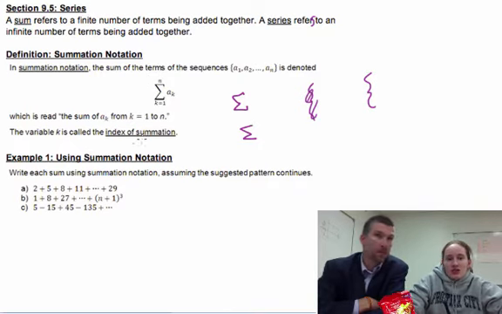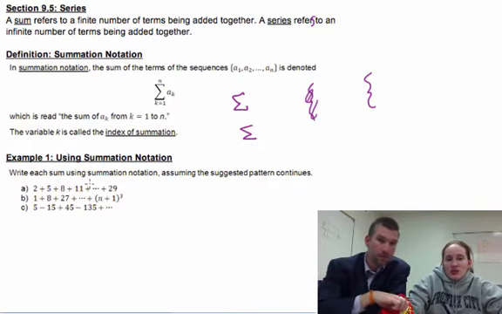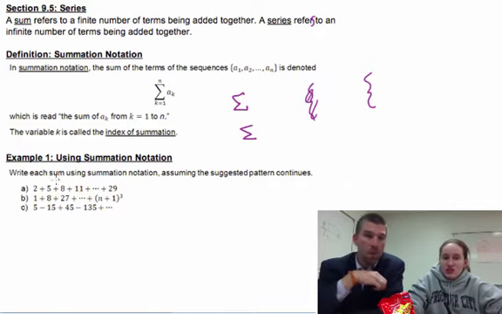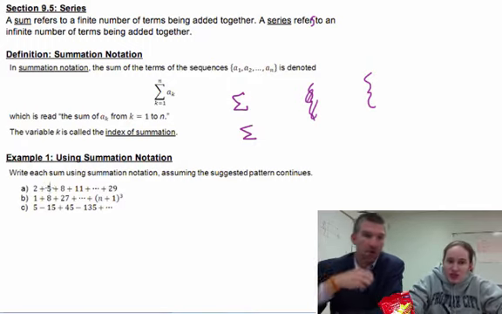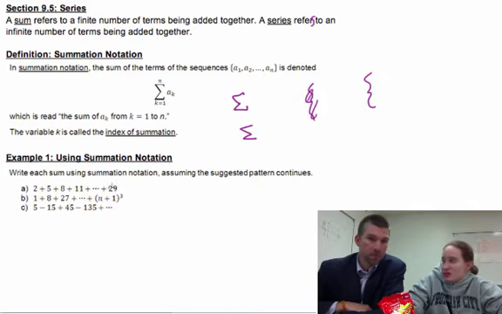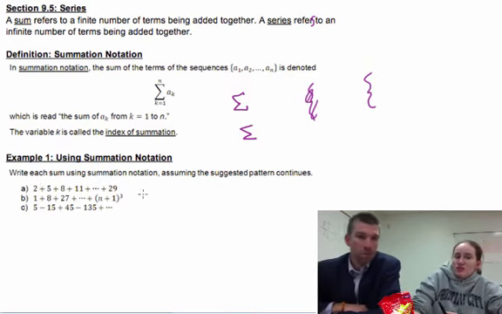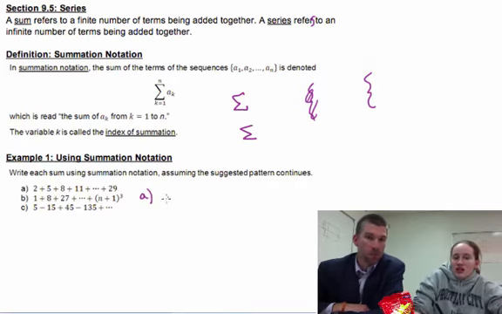We're going to practice in example 1 using summation notation. We have here 2 plus 5 plus 8 plus 11, all the way up to 29. This is stopping at 29, so we are going to have a number on top. Our first term is 2, and then we're adding 3 each time. That's an arithmetic sequence, which we learned in the last section.